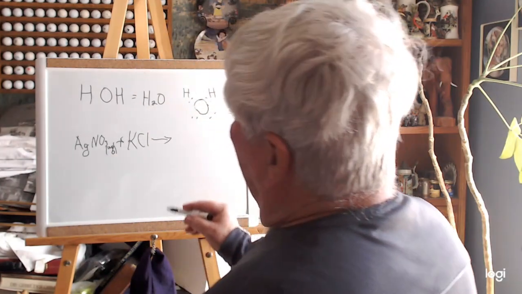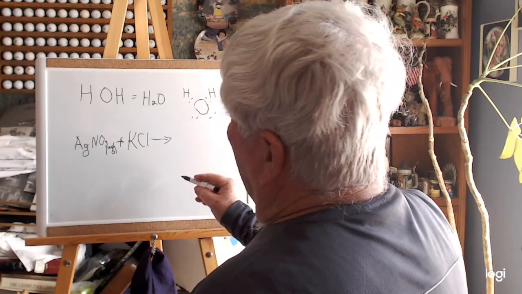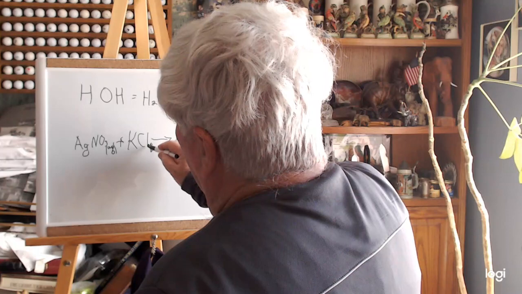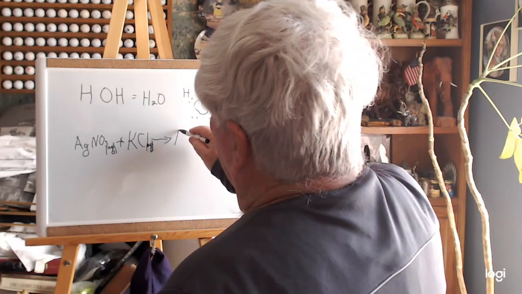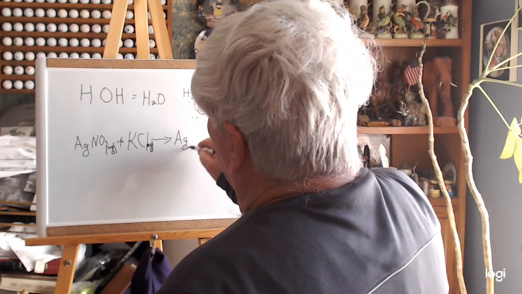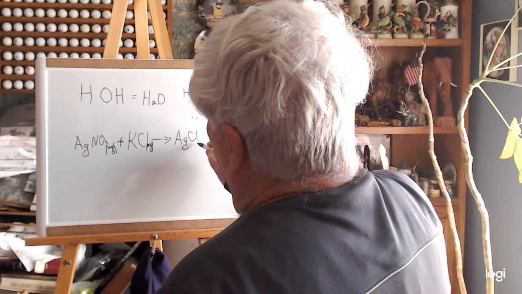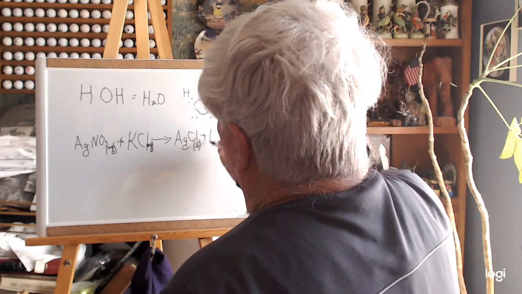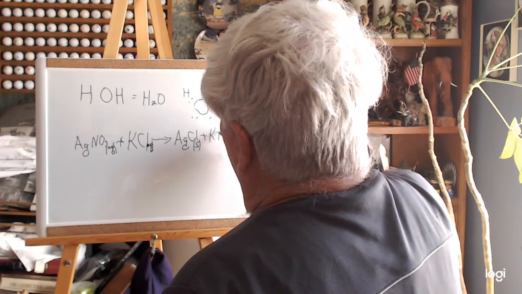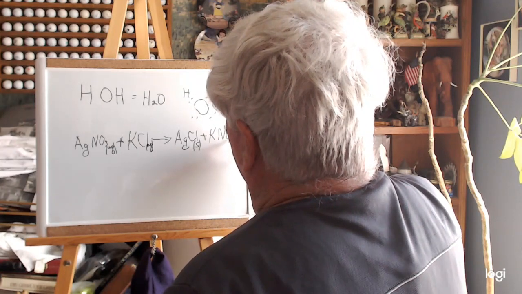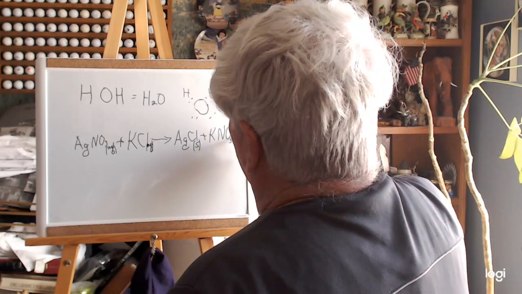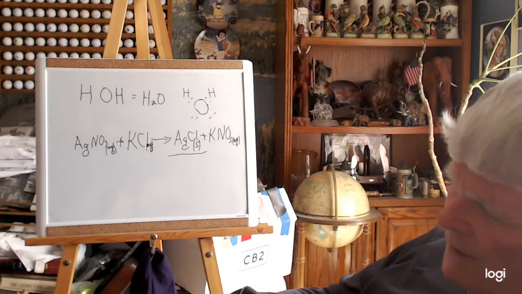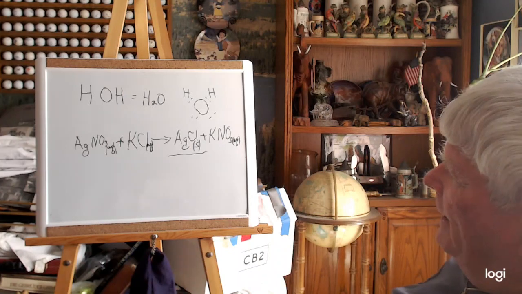Now, because of electronegativity differences, the silver wants to go to the chlorine, because then it's no longer dissolved and becomes a solid. And the potassium jumps on board with the nitrate to become potassium nitrate, and stays aqueous. This is your solid, the white powder that comes out of the reaction that you filter out.